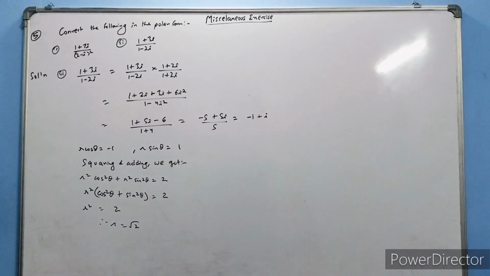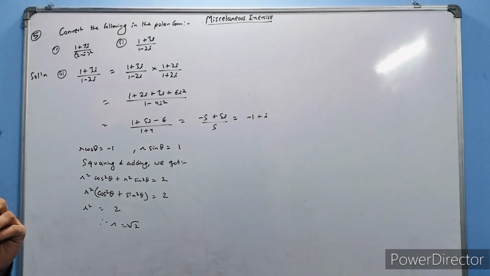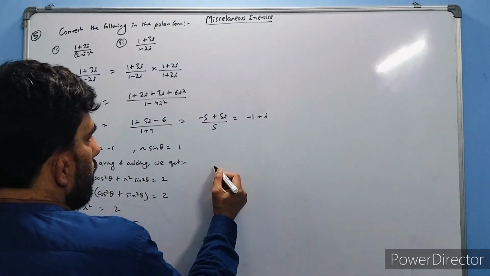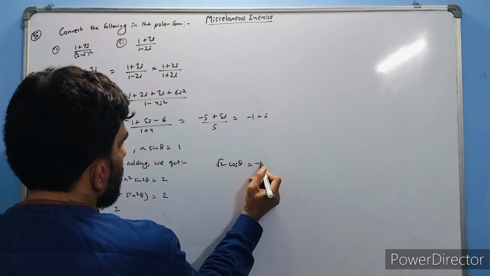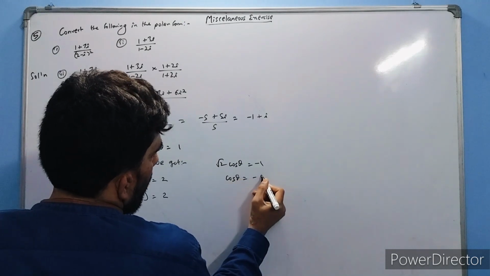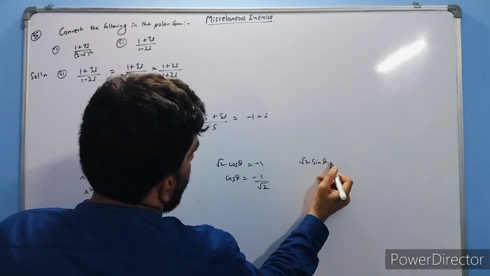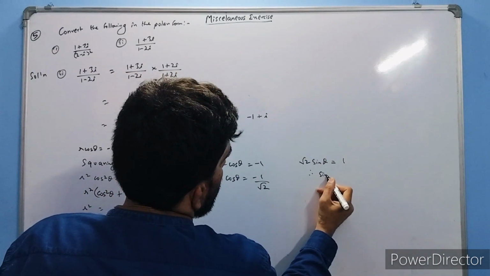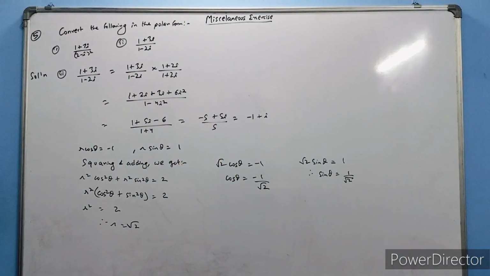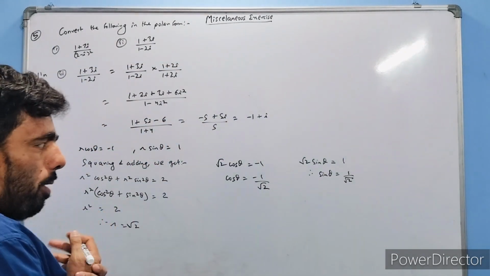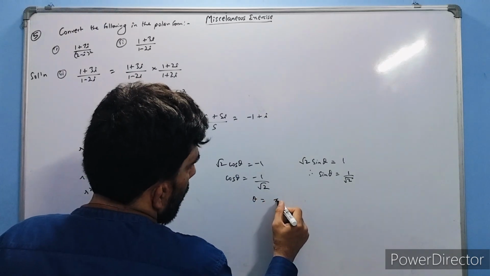I got my modulus. Now we'll try to find that theta. That is, root 2 cos theta is equal to minus 1. So cos theta will be minus 1 upon root 2. Similarly, root 2 sin theta is 1. So therefore sin theta will be 1 upon root 2. Okay, so that is what we have. Now what we can do here is a similar thing. We'll try to find the theta here. That is the same situation here.